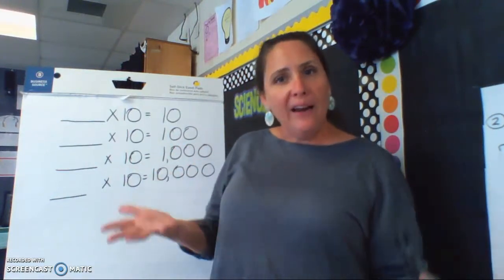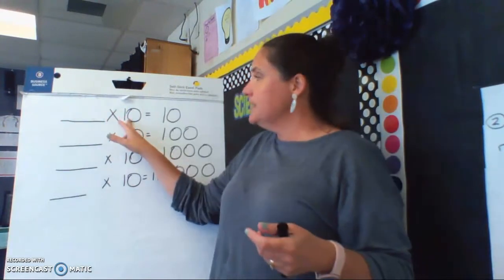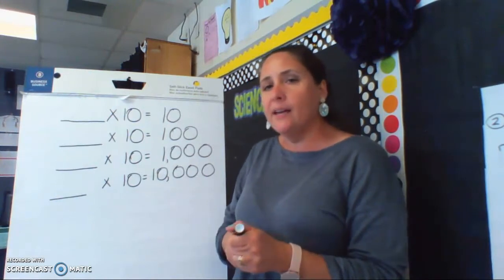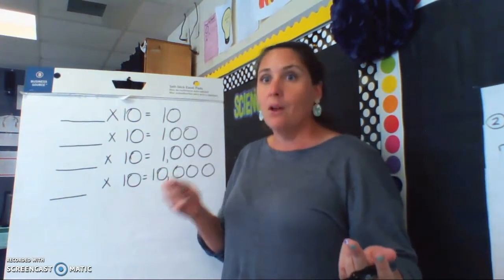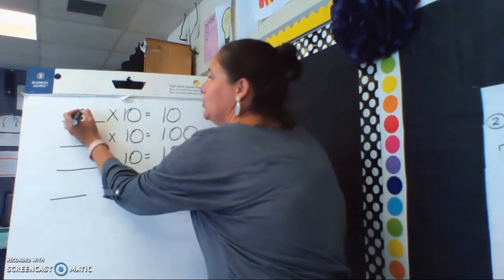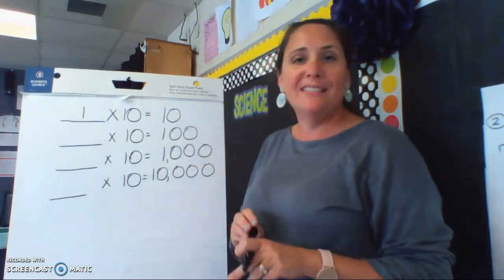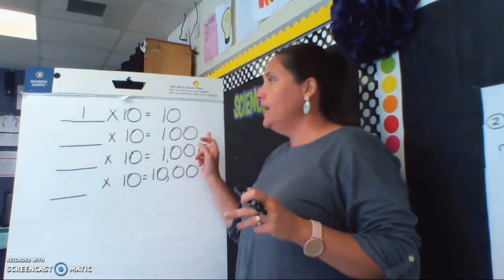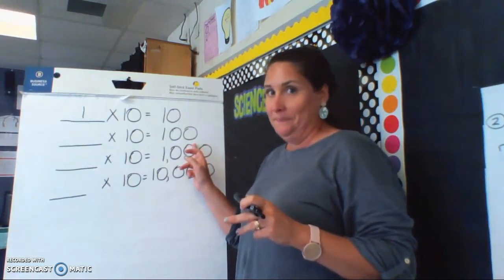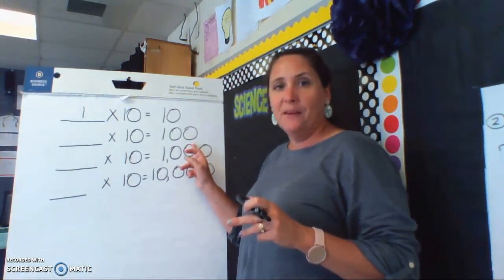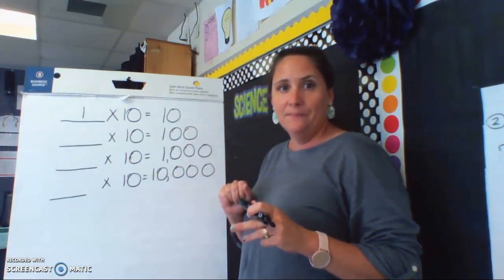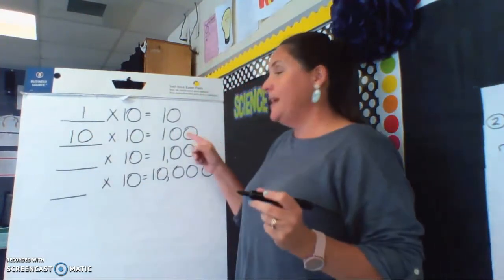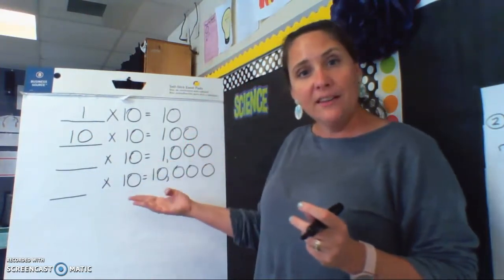Okay? So, I want to ask you this problem. What times 10 is going to give me 10? So, what times 10 equals 10? 1. Okay? So 1 times 10 equals 10. All right, let's go to the next one. What times 10 gives me 100? 10. 10 times 10 gives me 100. All right, let's go to the next one.